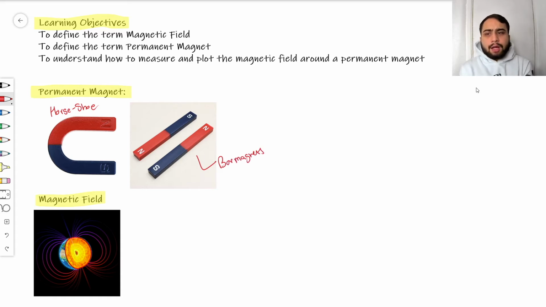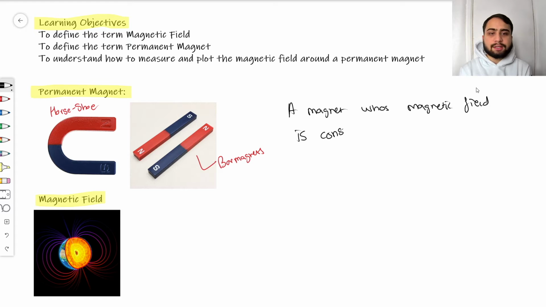Okay, so the real question is, what actually is a permanent magnet? A permanent magnet can be defined as a magnet whose magnetic field is constantly active. Some of you might ask, do we have other types of magnets whose magnetic fields aren't constantly active? Yeah, we do. Those are called electromagnets, and I'll cover those in another video.